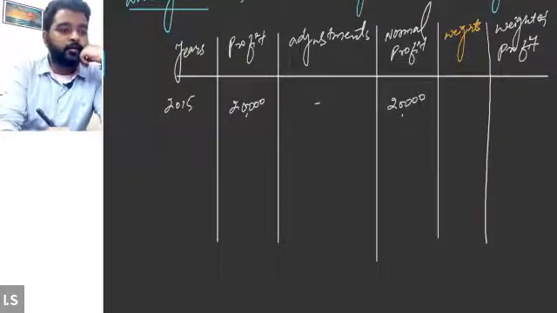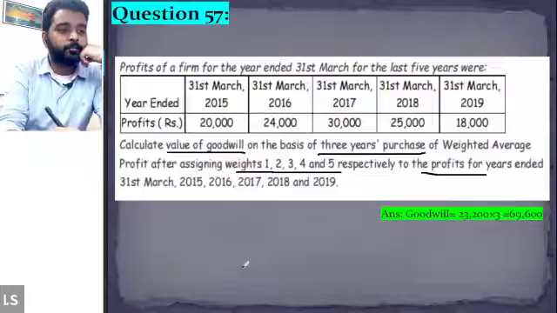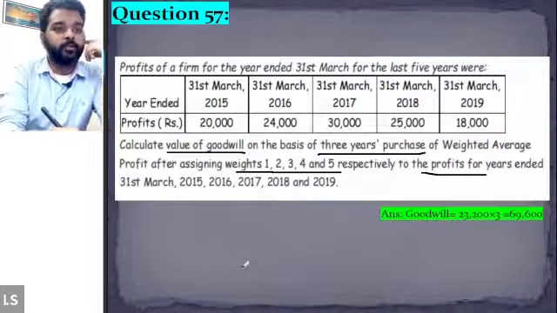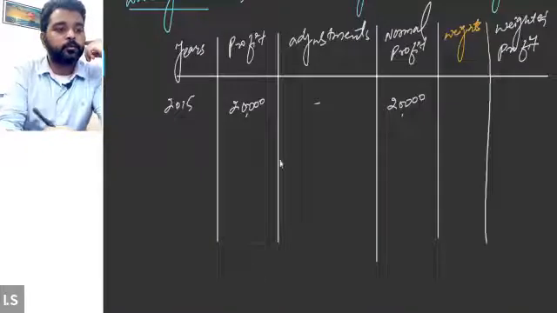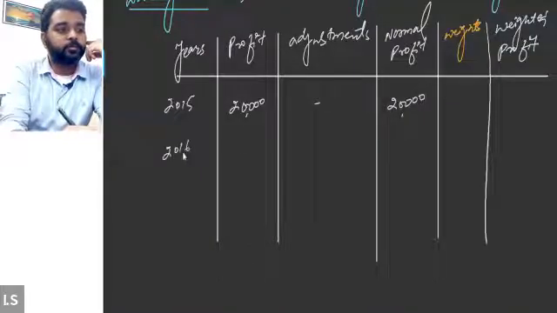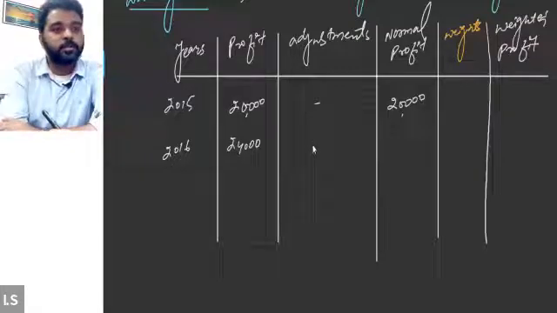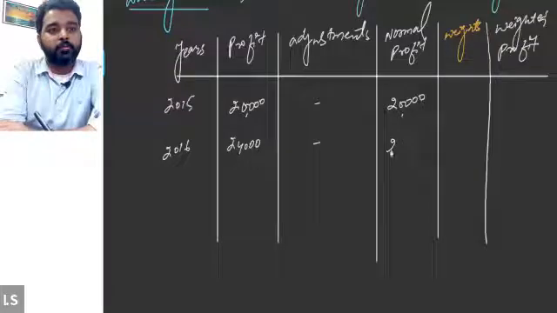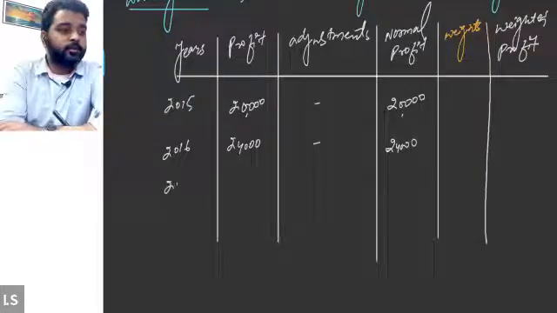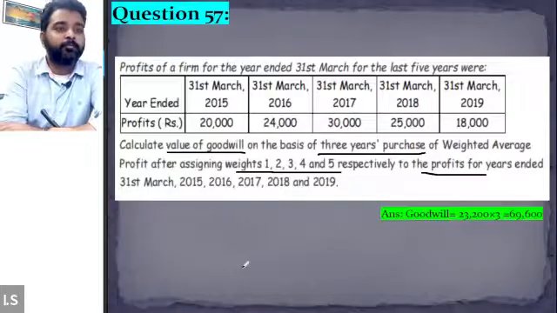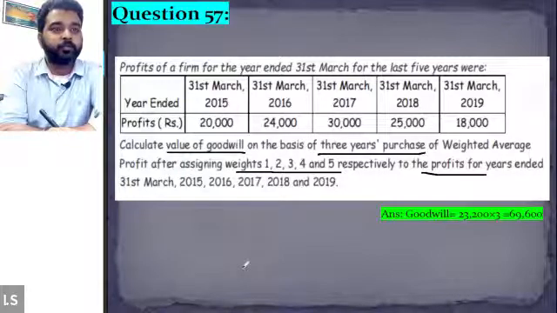Okay. And next, the profit for the year 2016 was 24,000. Again, there is no adjustment given in the question regarding the profit of 2016, so again we won't write anything in this column. The entire amount will be considered as the normal profit. Then again, in the year 2017, there was no adjustment, so the entire amount of profit for the year 2017 will be considered as the normal profit.